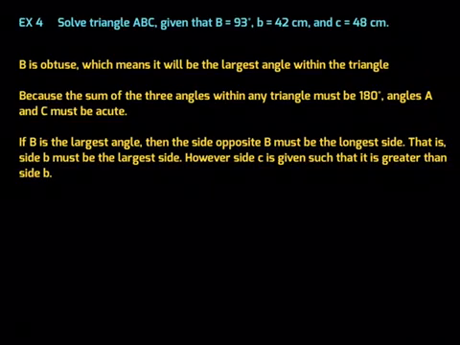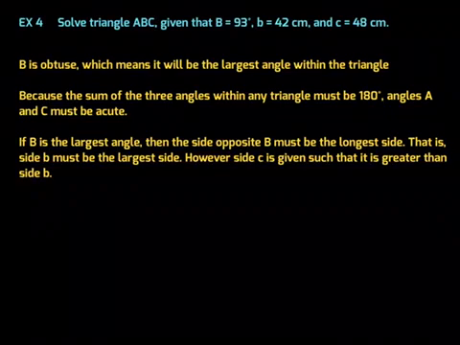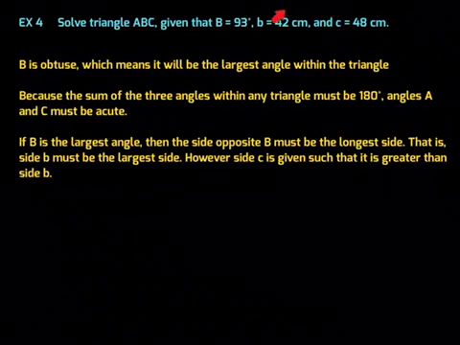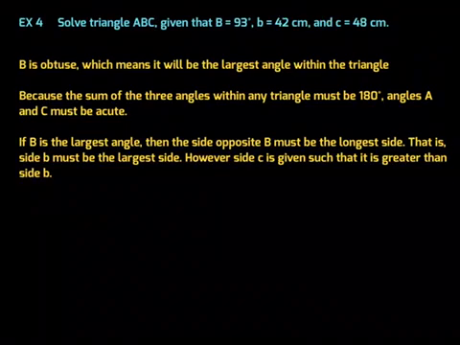All right, I'm making sure you have all of this in your notes. So B is the largest angle, and the side opposite it must be the longest side, but that's not what's given. Look at C. C is the longest side. So there's a contradiction here. Before doing any work, we can conclude that no such triangle exists with this given information.